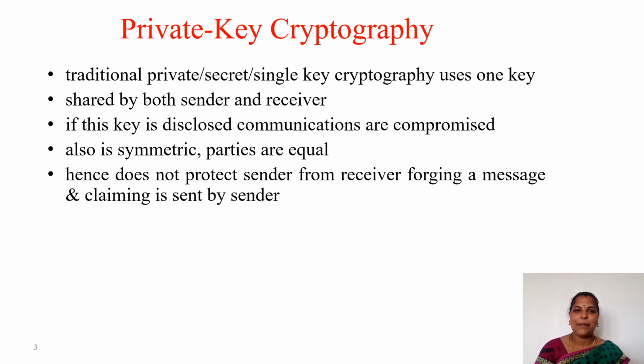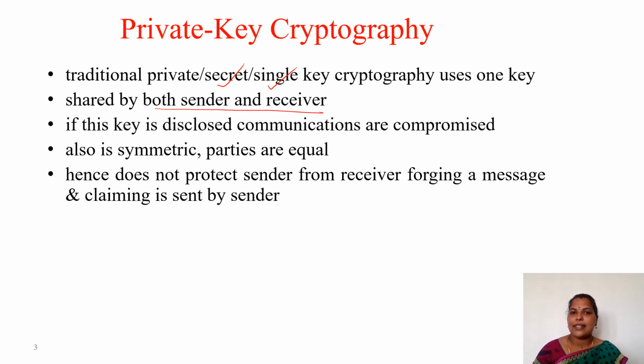We are all aware of what private key cryptography is, because so far we have discussed only private key cryptography, both classical cryptography as well as modern ciphers. Private key cryptography is also called secret key cryptography or single key cryptography. Secret key means both sender and receiver are using the same key. So it is only a single key, and it is private because only the sender and the receiver know the key. So it is called traditional private, secret, single key cryptography, and it uses only one key, shared by both sender and receiver.